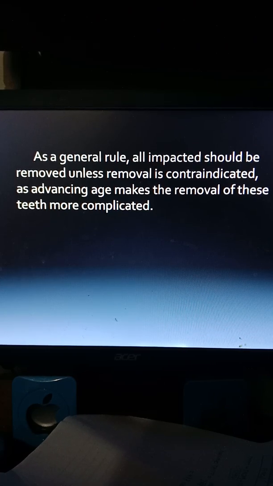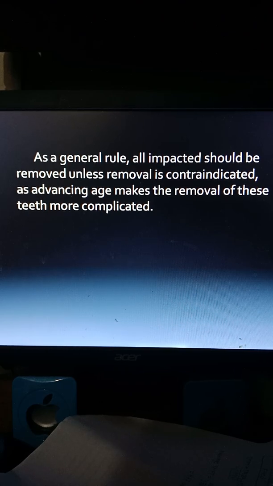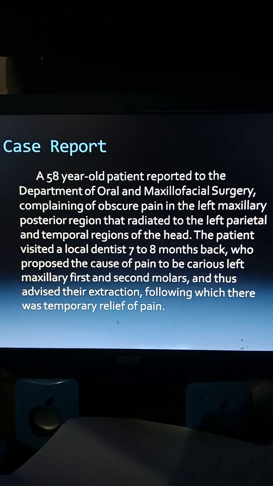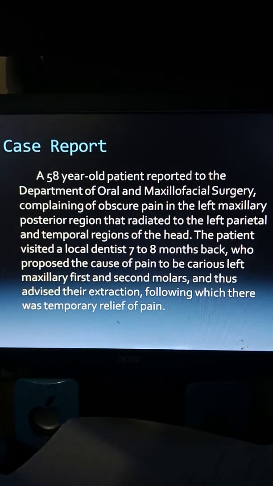The indications for removal of impacted teeth are pericoronitis, dental caries, facilitation of orthodontic treatment, periodontal disease, obscure facial pain, root resorption, odontogenic cysts and tumors, and pain of unexplained origin. So we have here our case report.